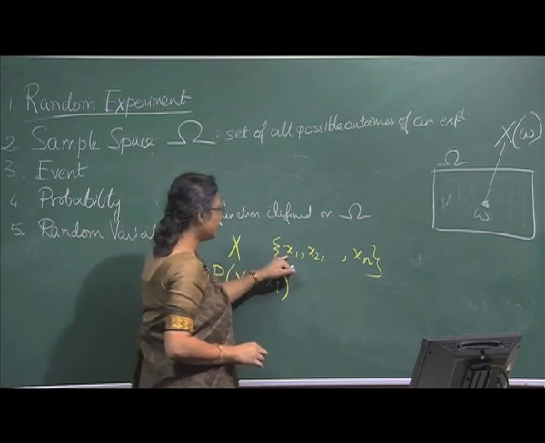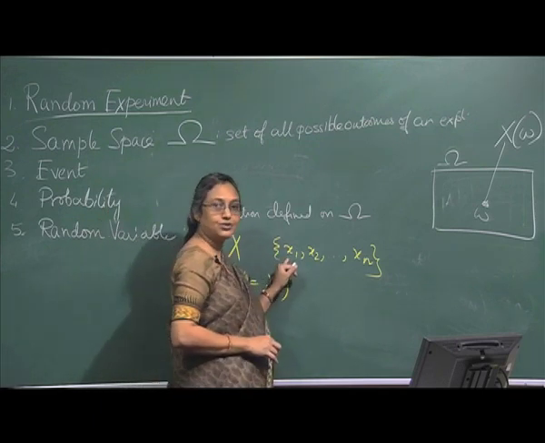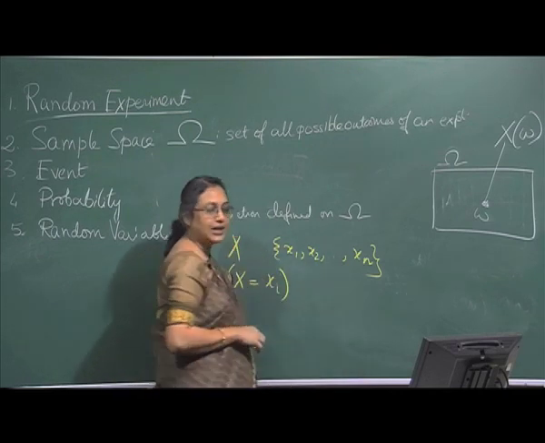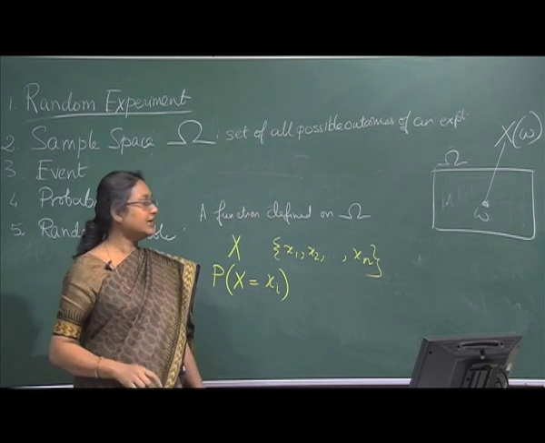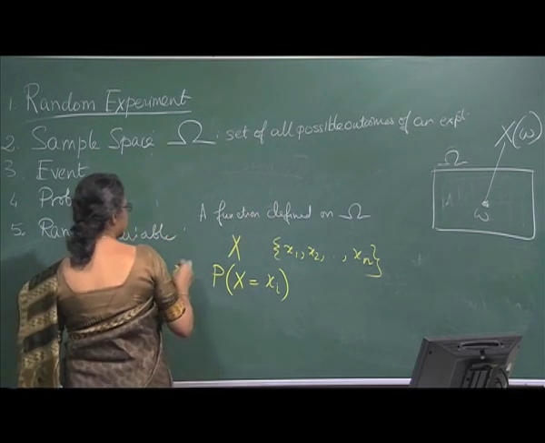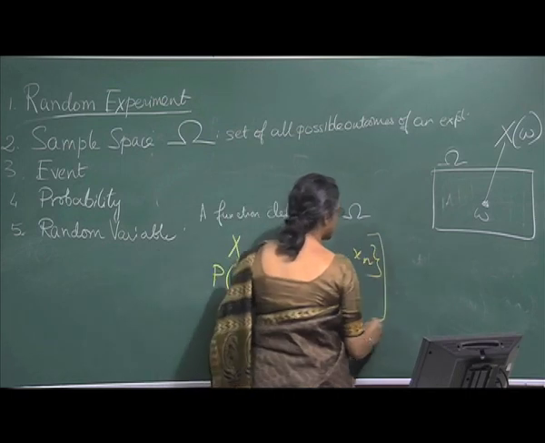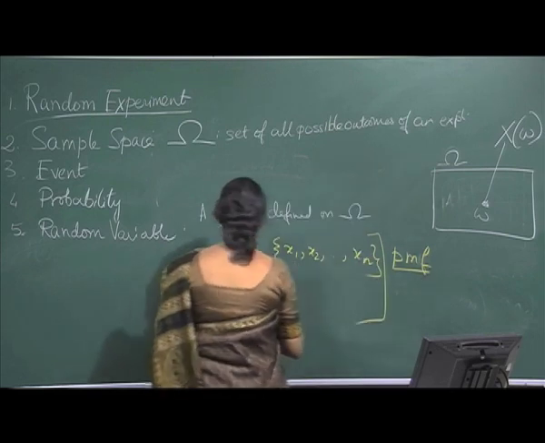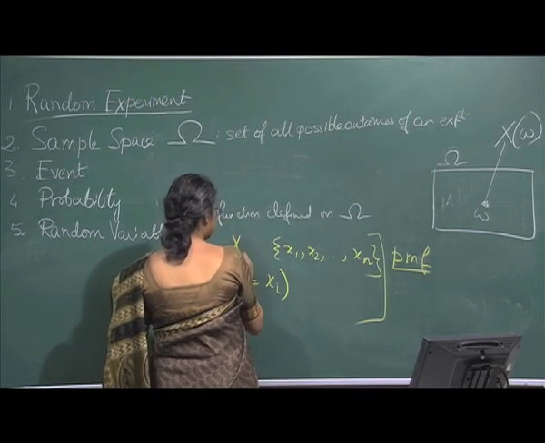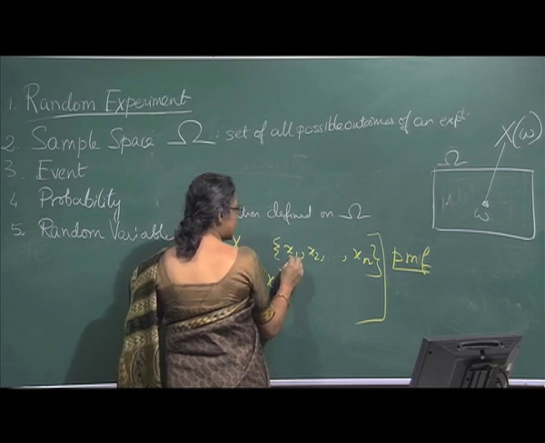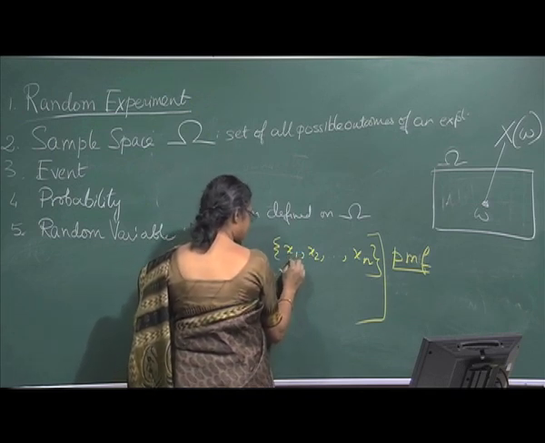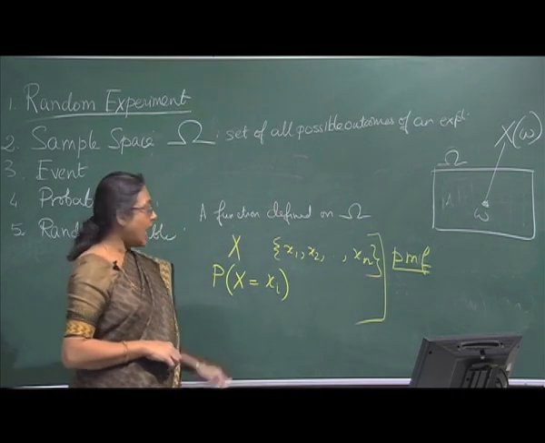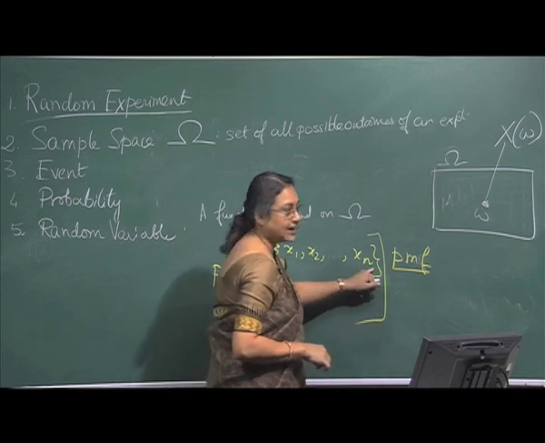Similarly, we have probability associated with capital X equal to small x1, capital X equal to small x2, capital X equal to small xn, and these values define the probability mass function. So the probability mass function, denoted by PMF, is the probability that this random variable capital X takes values x1, takes values x2, takes values xn. Okay, and these are all the values that it can take.